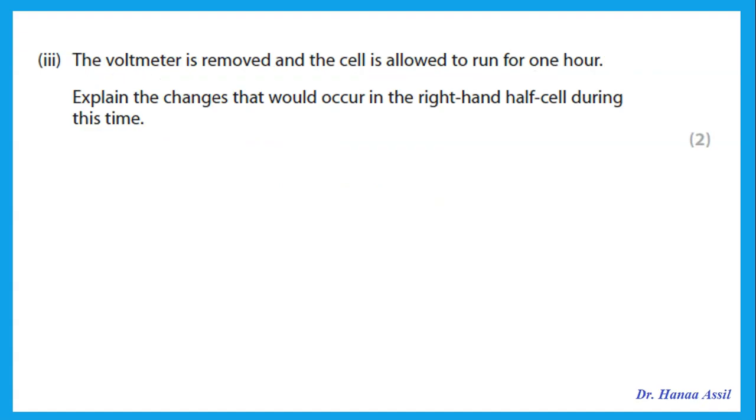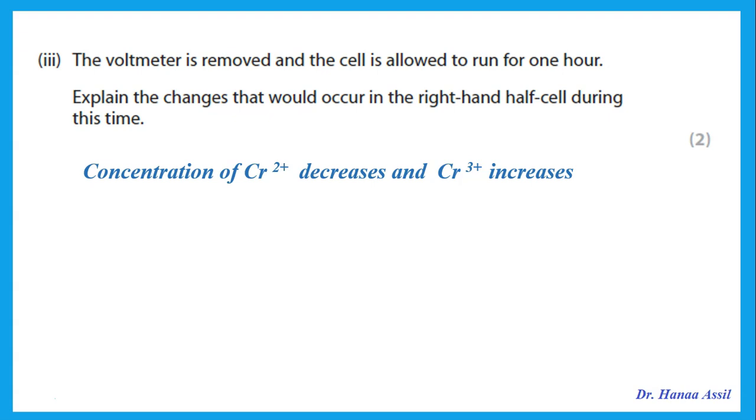The voltmeter is removed and the cell is allowed to run for 1 hour. Explain the changes that would occur in the right-hand half cell during this time. Now, if we remove the voltmeter and we allow the cell to run, then the chromium 2+ would continue to change to chromium 3+, and that means the concentration of the chromium 2+ would decrease and the concentration of chromium 3+ would increase. And of course, this is because the E cell is positive, so the reaction works.